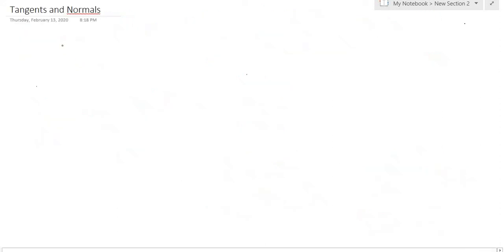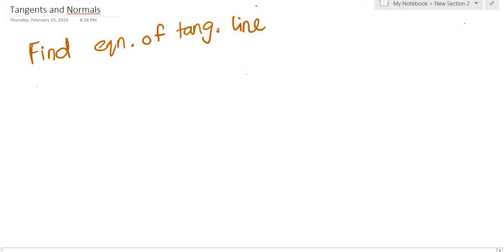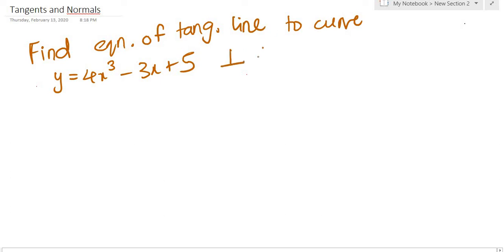Now we will do the last easy example. We need to find the equation of tangent line that's tangent to the curve y is equal to 4x cubed minus 3x plus 5 and is perpendicular, the tangent is perpendicular to the line 9y plus x plus 3 is equal to 0.